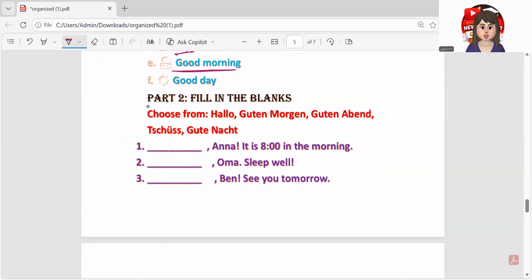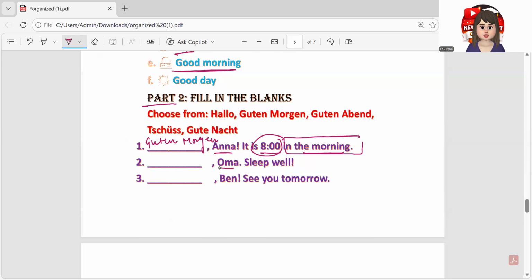Now let's move forward. Next part for you guys. Fill in the blanks. Now you need to fill which greeting it will take. It's saying dash Anna. It is 8 in the morning. So they are talking about the morning timing, which is 8 o'clock. If 8 in the morning, then the person will say what? Yes, guys, that's absolutely right. It will be Guten Morgen. Good morning.